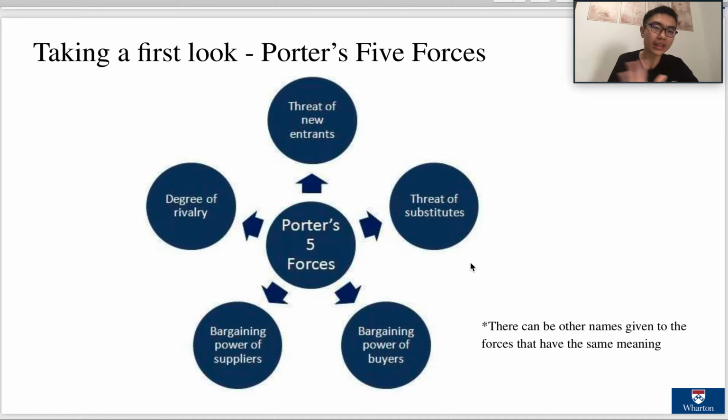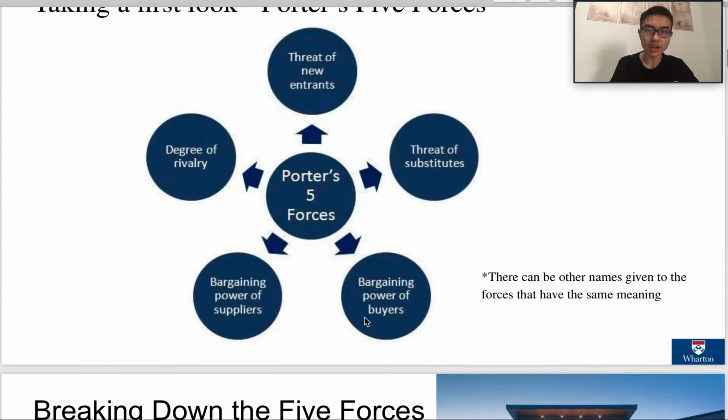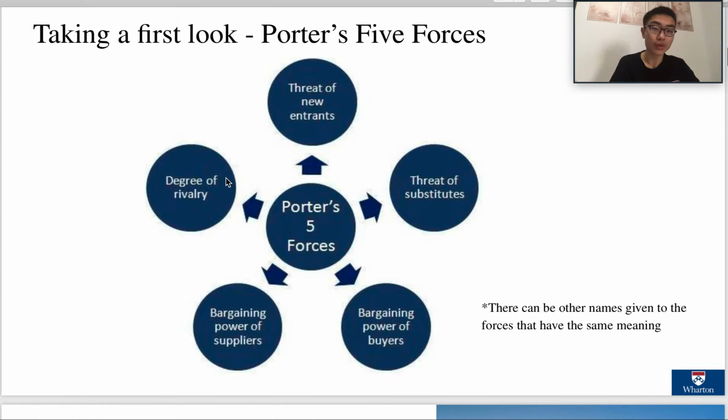I want to make a disclaimer that there can be other names given to these forces. For instance, for degree of rivalry, some people say market rivalry, and for bargaining power of buyers, some people say strength of buyers. There's definitely an original version proposed by Porter, but many people reword it. So it's fine if you think of something different, and it'll have the same meaning. First of all, we have degree of rivalry, and then threat of new entrants, threat of substitutes, and bargaining power of suppliers and buyers.